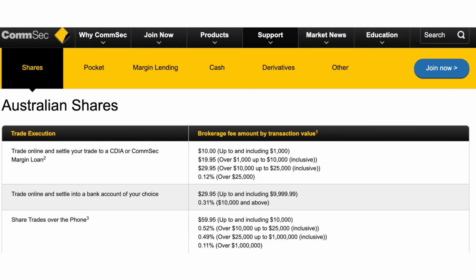So for instance, CommSec, which is probably the biggest broker in Australia, their fees start at $10 for trades under $1,000, and they slowly rise from there. So this is a pretty good entry-level fee if you compare it to some of the other big banks, which are a bit higher, but it definitely isn't the lowest on the market. And then as your trades increase with them, the brokerage does increase.